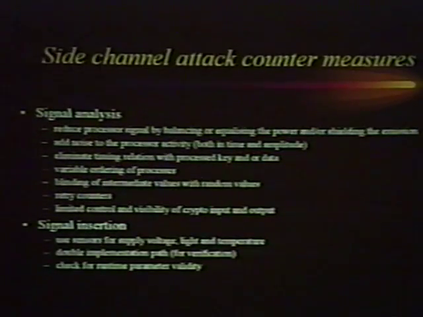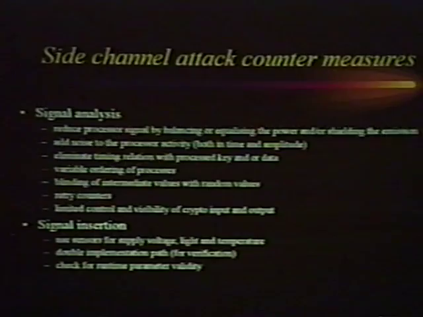Okay, then I'll move over to the countermeasures. They are maybe a little bit over the top right now, but I just go briefly through them. What can we do against signal analysis, so studying power consumptions? First of all, we could try to reduce the processor signal by balancing or equalizing the power, maybe shielding the emission. We can try to add noise to the processor activity. It can be both in amplitude but also time. We can try to play a little bit with the ordering, variable ordering of processes, but also try to eliminate a timing relation with the keys and the data.